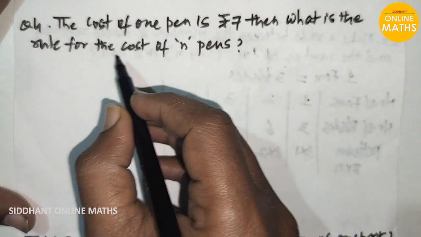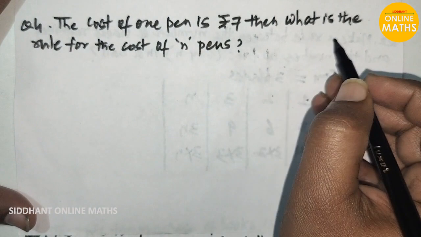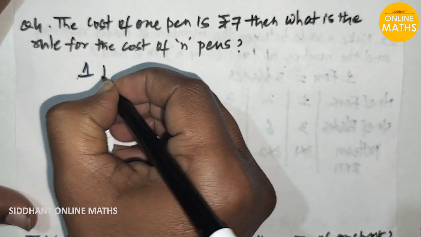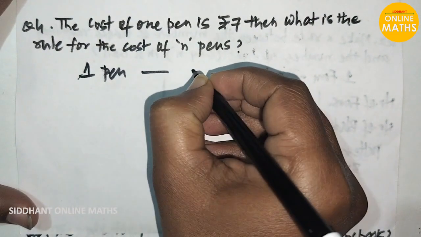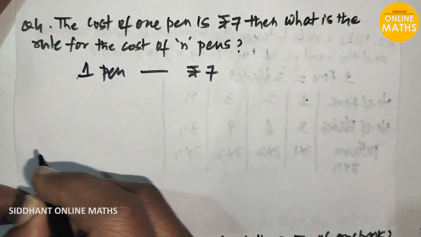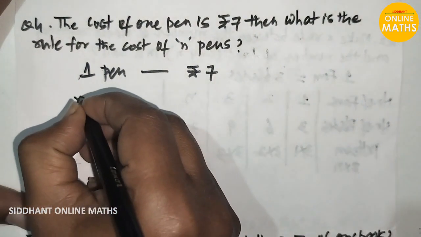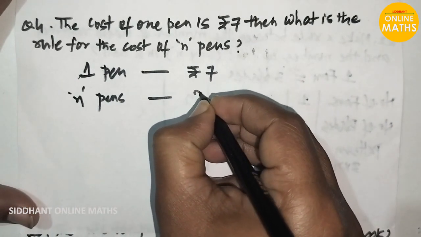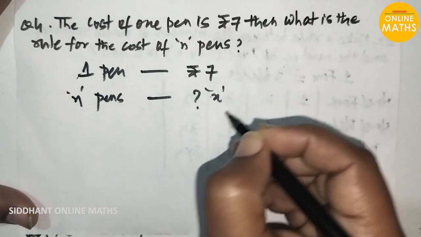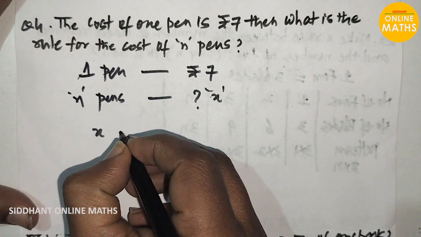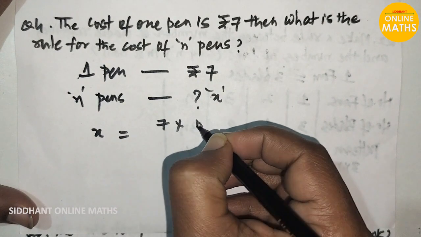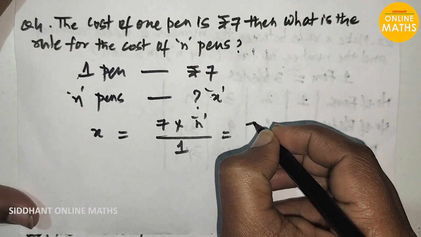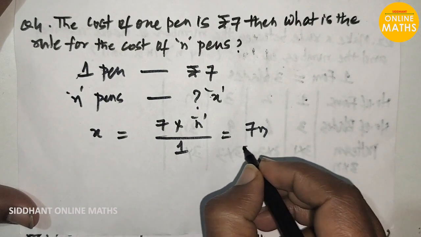Question number 4. The cost of 1 pen is rupees 7. Then what is the rule for the cost of n pens? So here 1 pen costs rupees 7. Then n pens cost how much? So here we can say it as x now. Then x is equal to 7 into n by 1. Then you are going to see 7n. So this is the pattern.